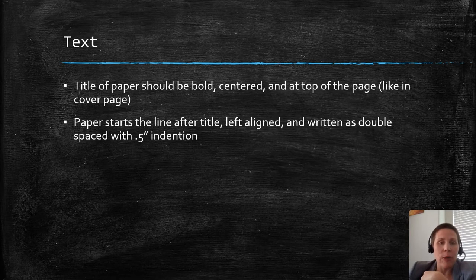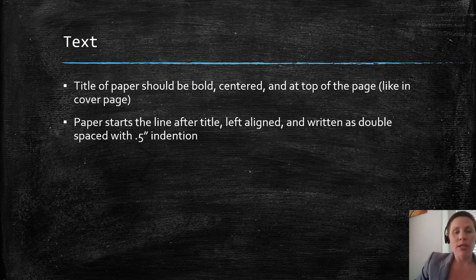The text of our paper, it's pretty simple. The title of your paper starting on the second page after your cover page should be bold, centered, and at the top of the page, like in the cover page. Your paper starts on the line directly after the title. It's left aligned and written as double spaced with a half-inch indention.